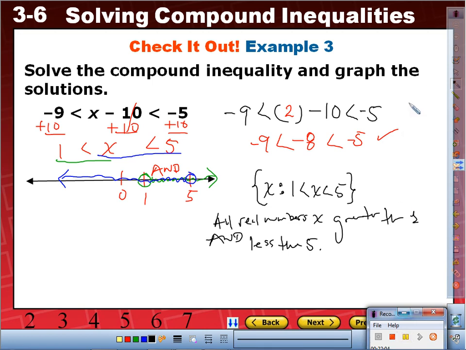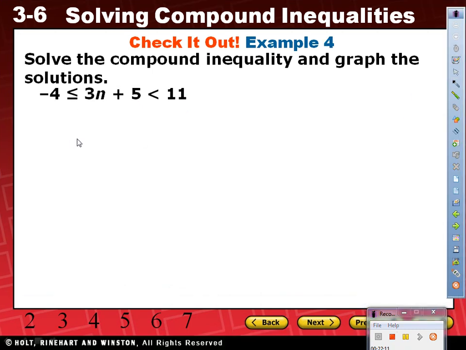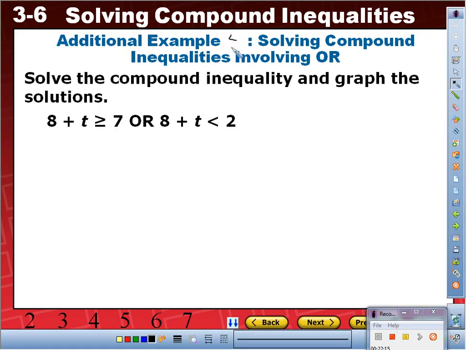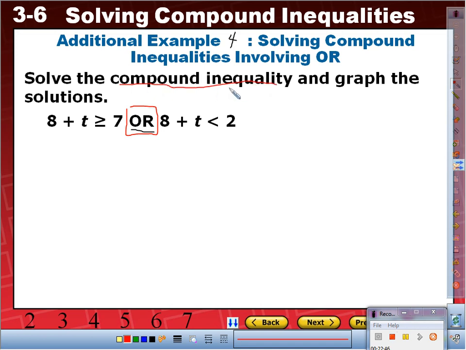All right. Copy this next one down. Example 4. 8 plus t greater than or equal to 7, or 8 plus t less than 2. Okay, pens down, please. Now, who noticed that this is not exactly the same as what we just did? It's not exactly the same because these are known as or compound inequalities. Let me show you how to solve these.